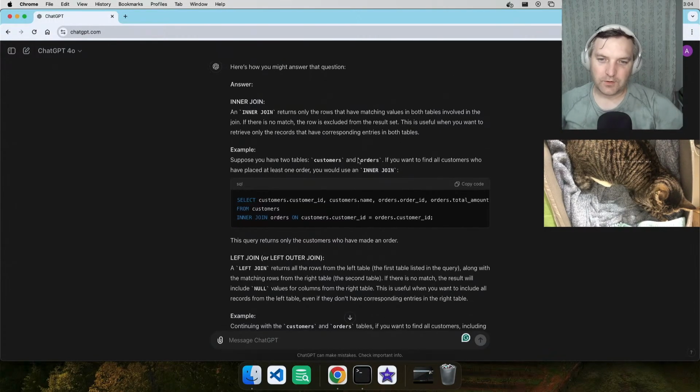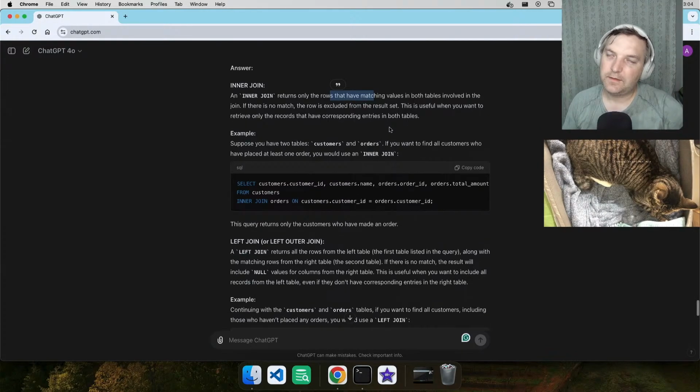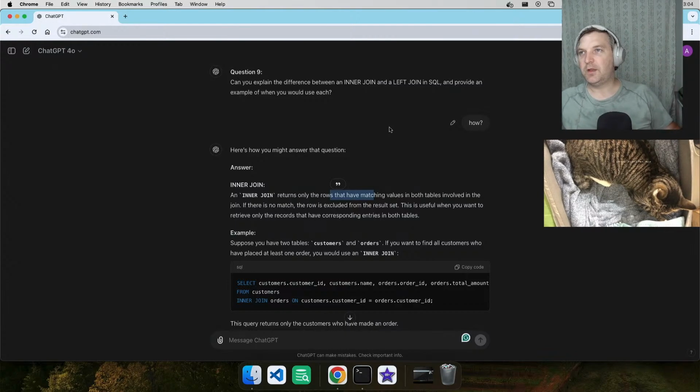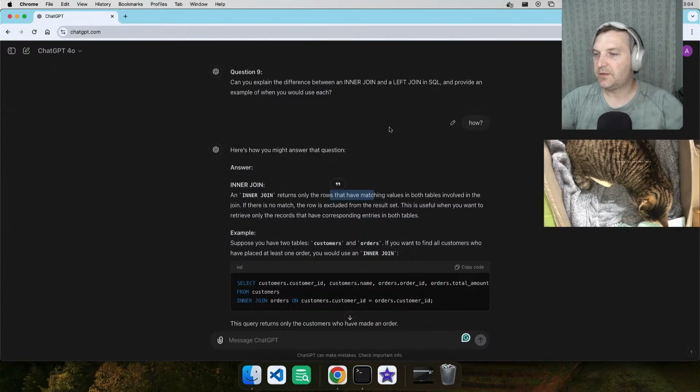Yeah, so the inner join returns only the rows that have matching values. Okay, that's the right way to answer. The difference between the inner join, left join, and right join or outer join: inner join returns the matching rows, while the left join returns all the rows from one table and only the matching rows from the other table. If the data doesn't match, it returns nulls. I think that is the actual answer.